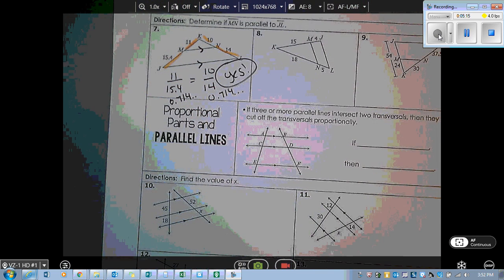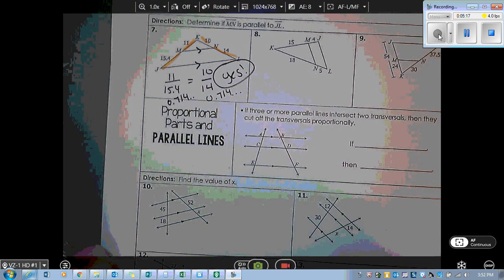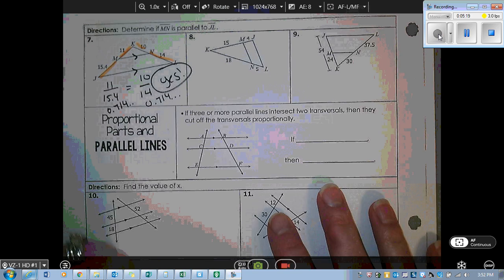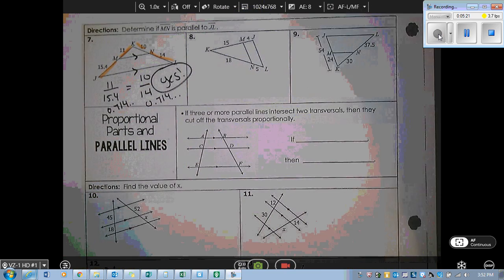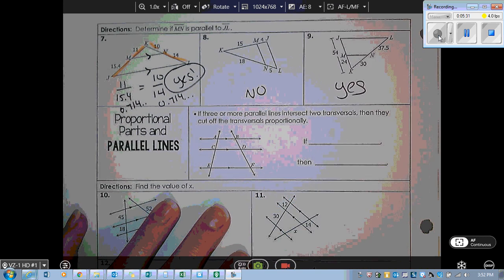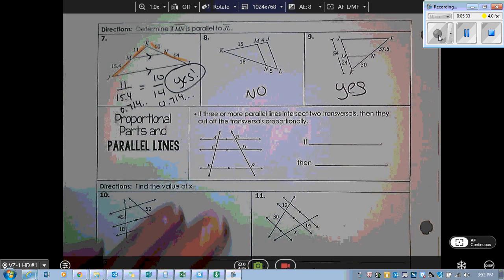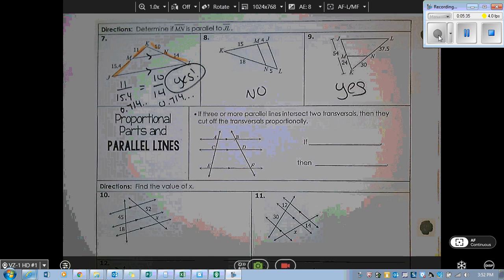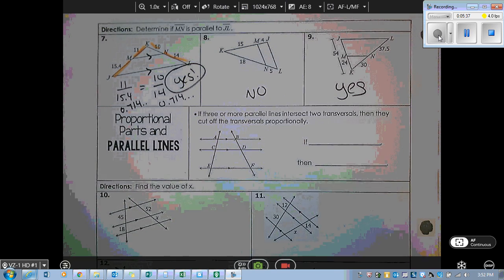So I want you to go and try 8 and 9. So pause the video, try 8 and 9, and then start it back up and see if you got the same thing as me. Alright, pause the video. Alright, you should have paused the video, and we would have had 8 is no, the lines are not parallel, and 9 is yes, the lines are parallel.